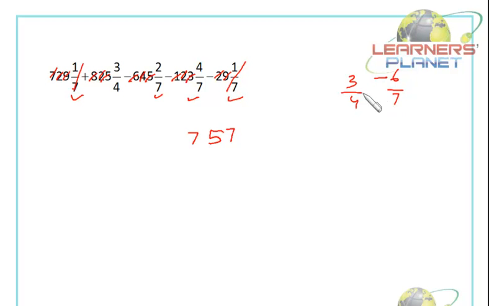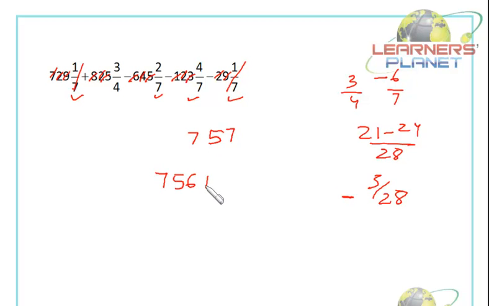So let's calculate this. 7 3s are 21 minus 4 6s are 24 by 28. So it is 21 minus 24 by 28, that is 3 by 28. But that too is negative. Okay, so what I can do is I can write it 756 plus 1 minus 3 upon 28. Then I'll be doing 756, 28 minus 3, that is 25 by 28.